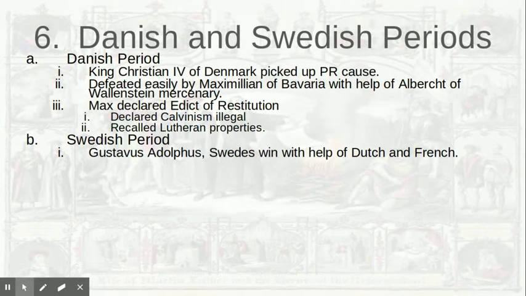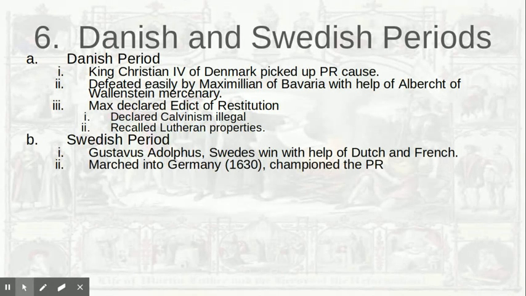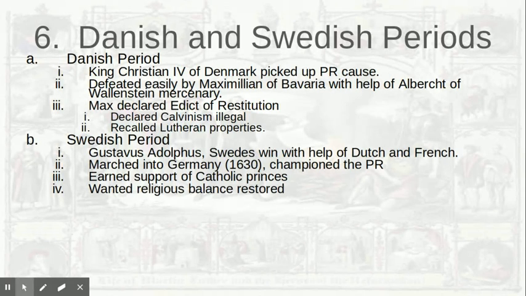They're concerned about some of the German Catholic states becoming too powerful. They don't want the Catholics to create a large league and possibly a country that borders on them. They don't get along all the time necessarily with Austria. And so Gustavus Adolphus and his forces are going to march into the Holy Roman Empire in 1630. He also earned some support from Catholic princes, simply because he just wants the religious balance restored.